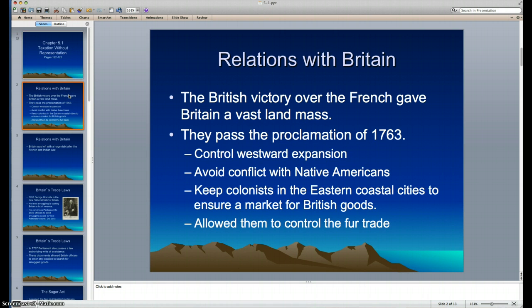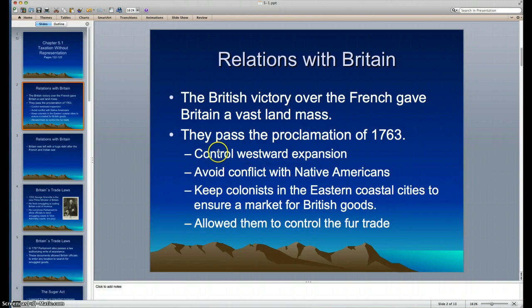The first thing we read about as we read through this chapter is the relationship with Britain and what was going on in the colonies before what we deemed the British actions began happening. After the British win a huge piece of land, they quickly realize they have a problem. It becomes very difficult to control all this land. So what do they do? Well, the first thing they do is they pass what's called the Proclamation of 1763.